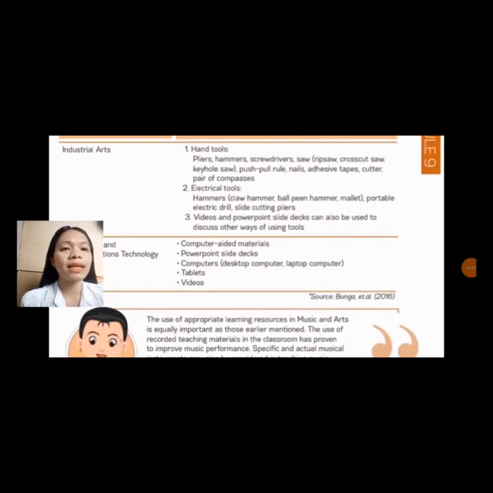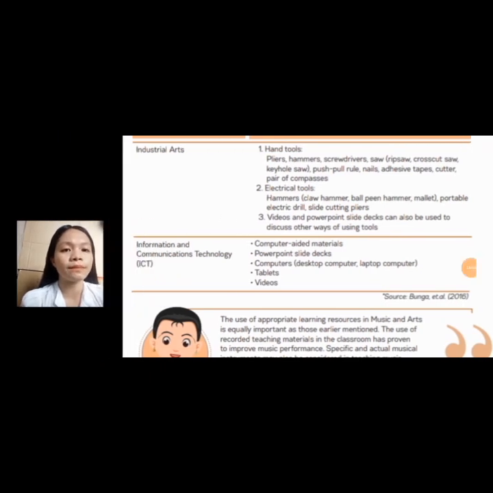So next is electrical tools: hammers, claw hammers, ball pen hammer, mallet, portable electric drill, side cutting pliers. So those are the electrical tools. Next, videos and PowerPoint slide decks can also be used to discuss other ways of using tools.